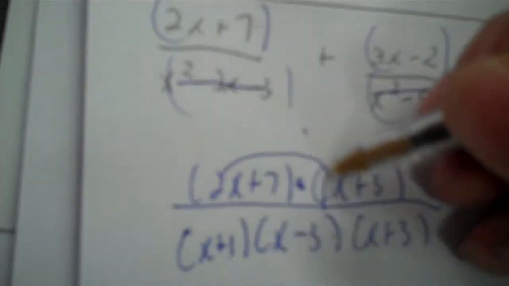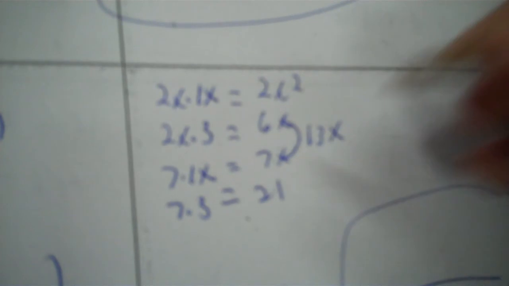So x plus 3, x minus 3, x plus 1. Okay, set up your parentheses. I need to find any multiplication on top of the first one. So you take 2x times 1x, then 2x times 3, then 7 times 1x, and 7 times 3. So it's 2x squared, 6x, 7x, 21. Combine those into 13x. So 2x squared plus 13x plus 21.